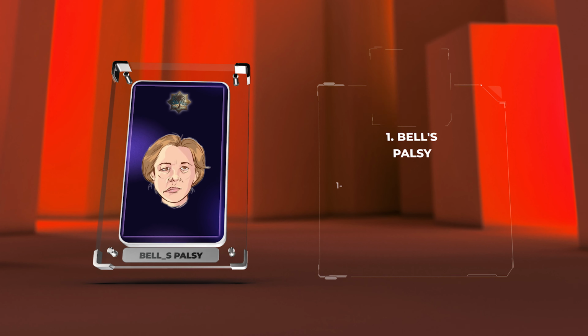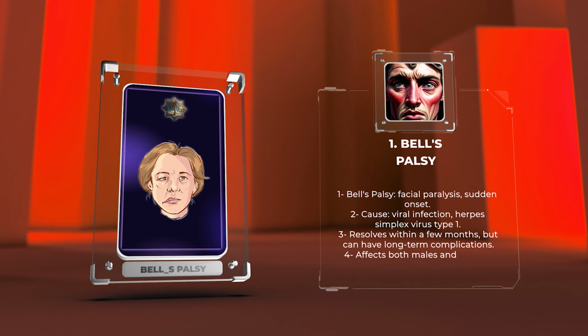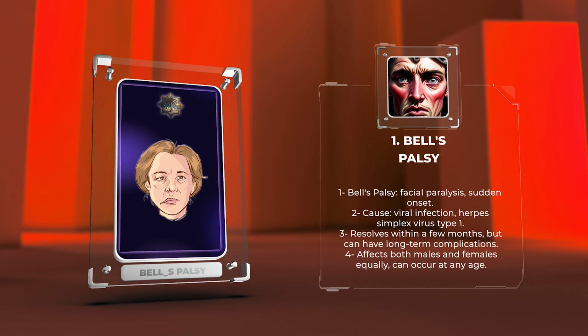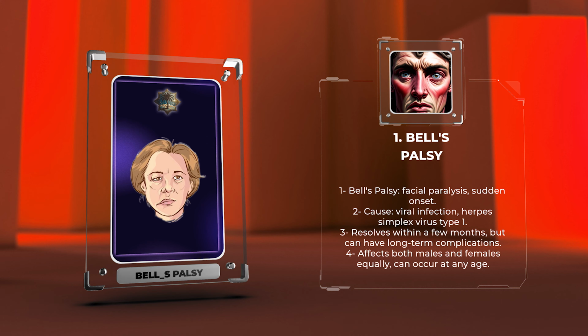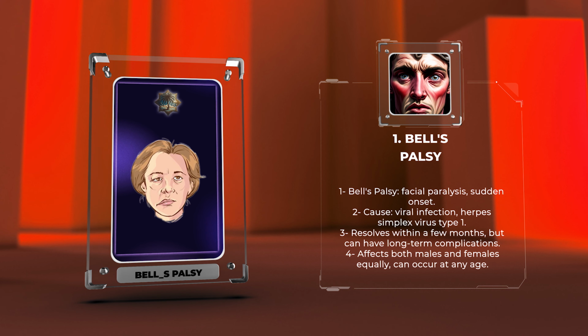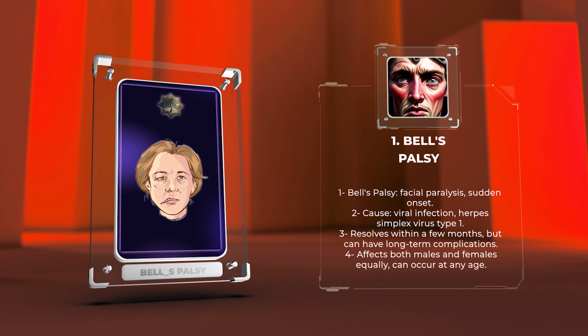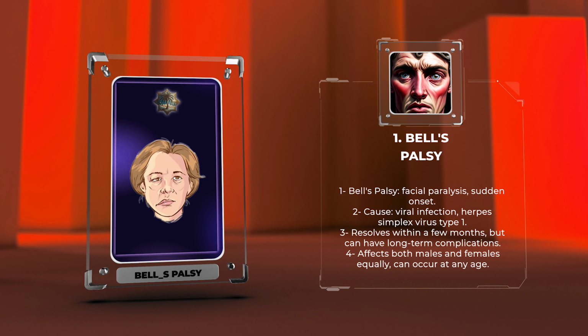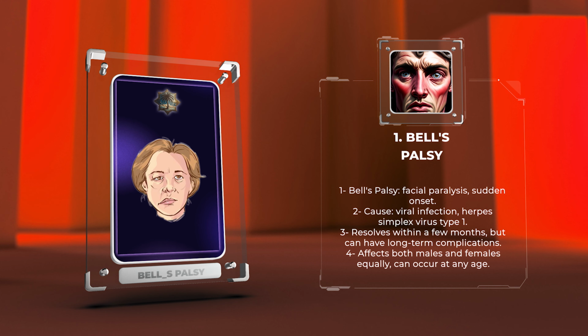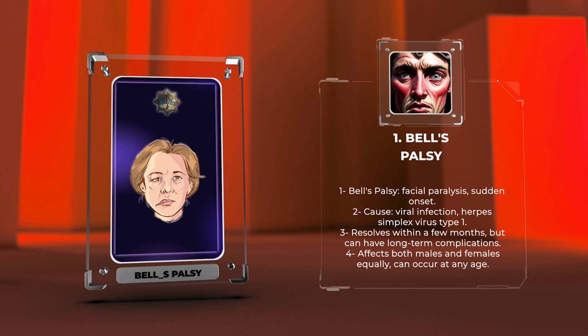Bell's palsy is a form of facial paralysis that is characterized by the sudden onset of weakness or paralysis on one side of the face. The exact cause of Bell's palsy is not fully understood, but it is thought to be related to viral infection, specifically the herpes simplex virus type 1. The condition usually resolves on its own within a few months, but some patients may experience long-term complications. Bell's palsy affects both males and females equally and can occur at any age.